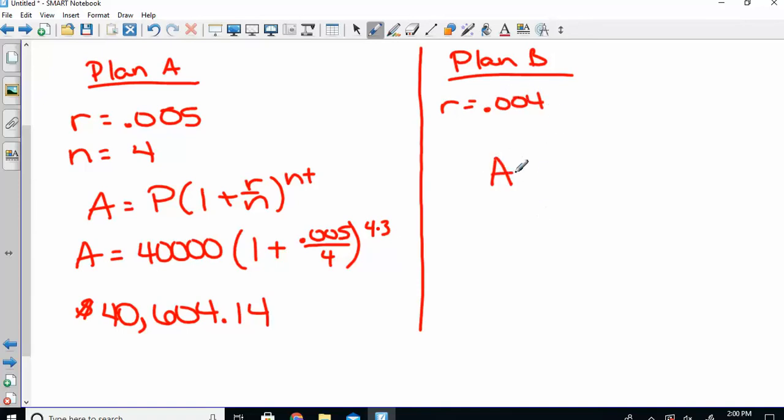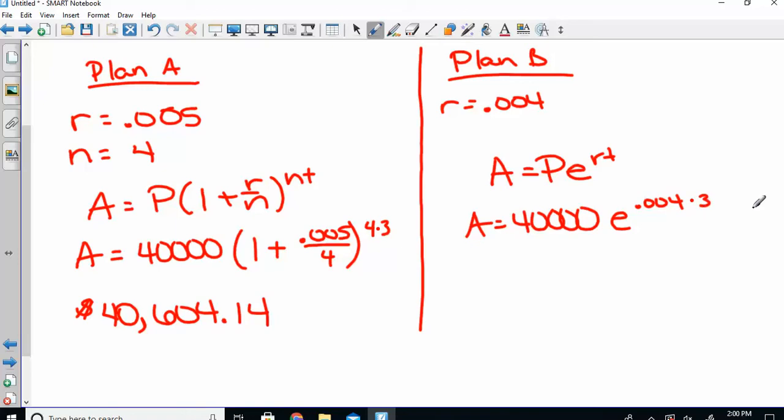Plan B is 0.4%, so the rate is 0.004, compounded continuously. So that's the second step. So the P is 40,000, e to the 0.004 times 3 power.